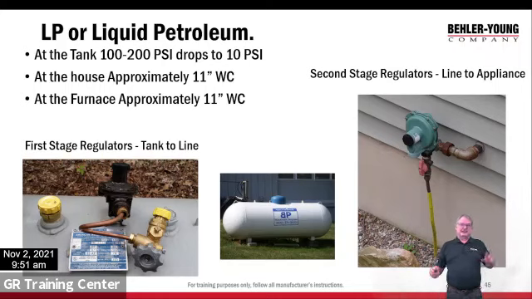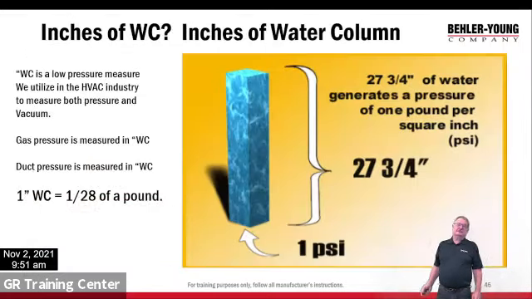All right, so this stage works the same whether we're doing natural or propane. However, propane is going to have two, generally one on the tank and one on the side of the house. All right, so you got the first stage regulator and the second stage regulator. Okay, so inches of water column. Have you ever heard the term before?